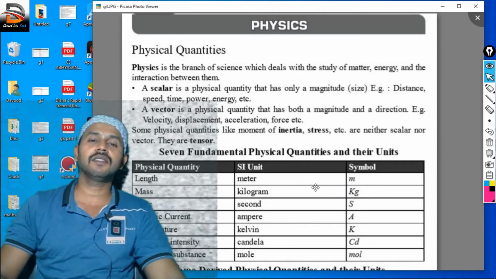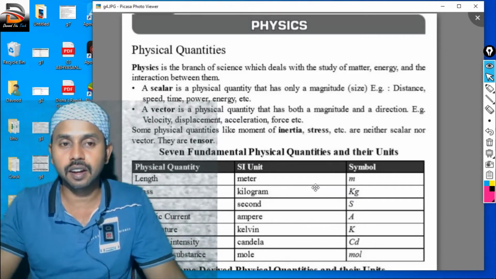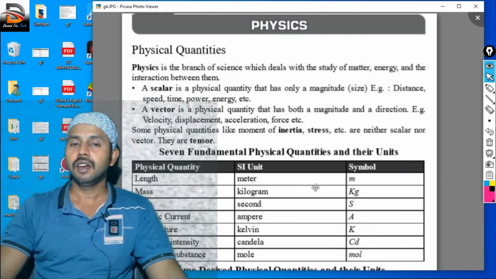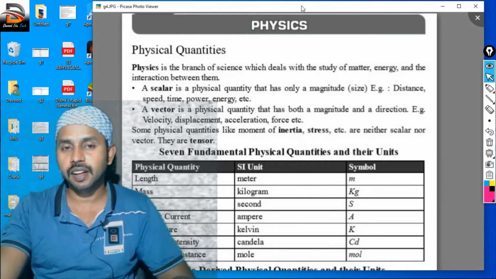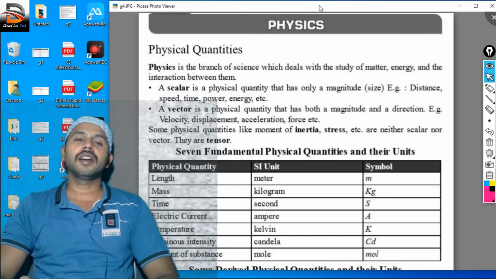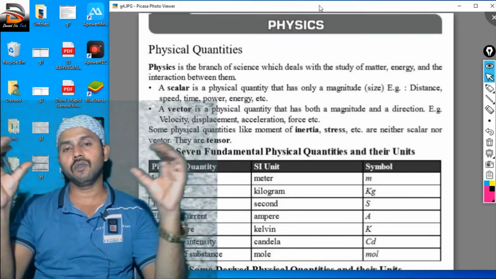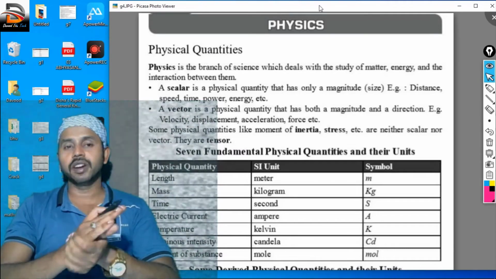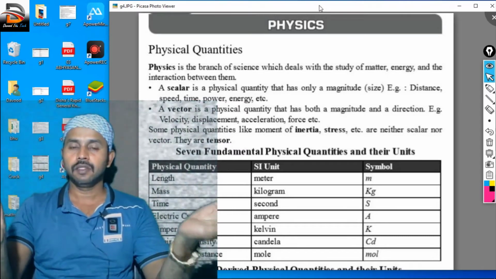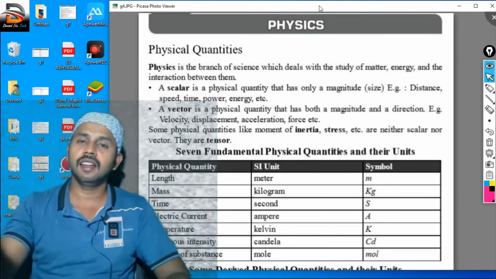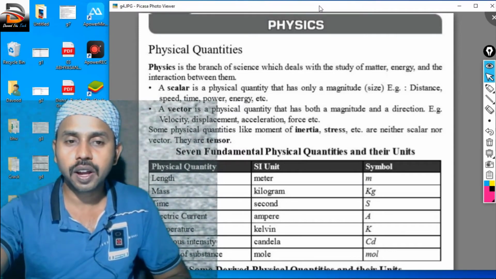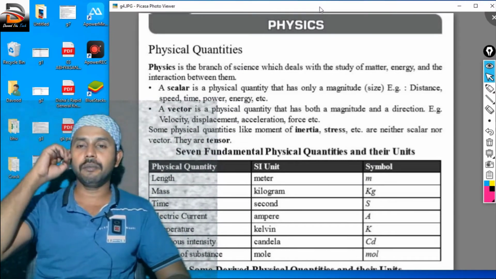Physics is the branch of science which deals with the study of matter, energy and the interaction between them. In this we have a lot of physical quantities. Some are scalar quantities, and some are vector quantities. A scalar is a physical quantity that has only magnitude, that means size. Suppose I am taking this cell, it has some size, so we say it has magnitude.